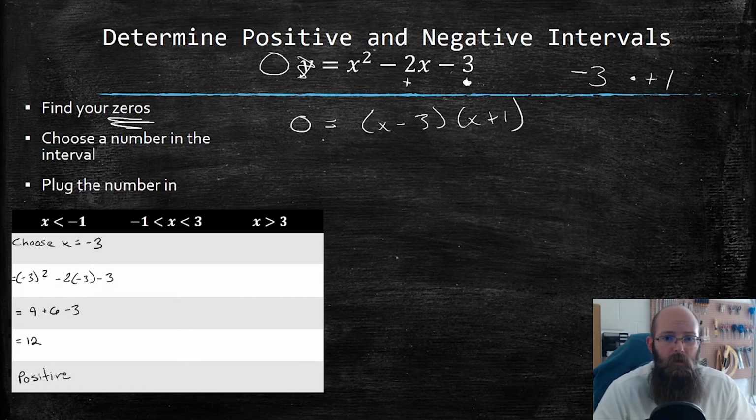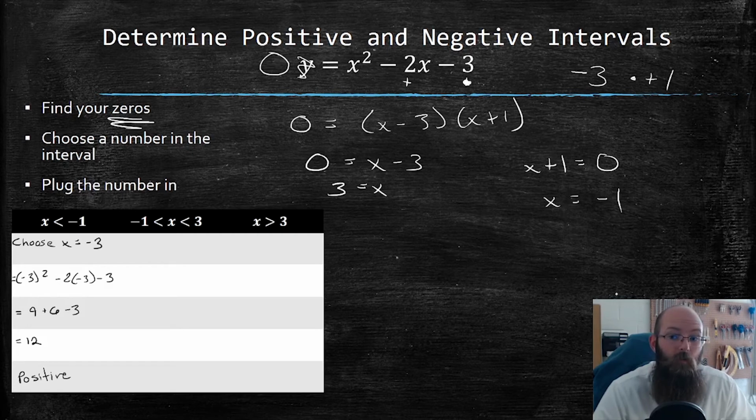Set each piece equal to 0. So I get x minus 3 equals 0, so x equals 3. And then x plus 1 equals 0, so x equals negative 1. Those are my two things.